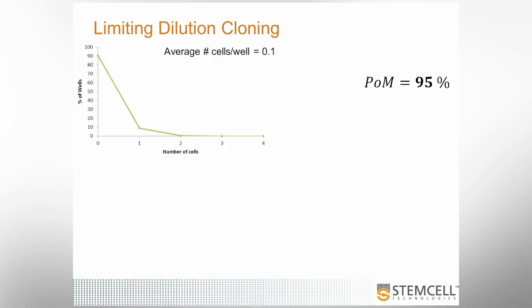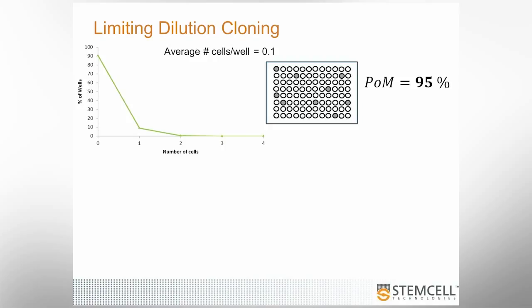The probability of monoclonality obviously also varies with the seeding density that's used in the experiment. So if we have an average number of cells per well of 0.1, the probability of monoclonality would be estimated to be about 95%. If we take a look at the plate, you can see that while the probability of monoclonality is high, there are a lot of empty wells on this plate. Again, basically consuming resources from your project.